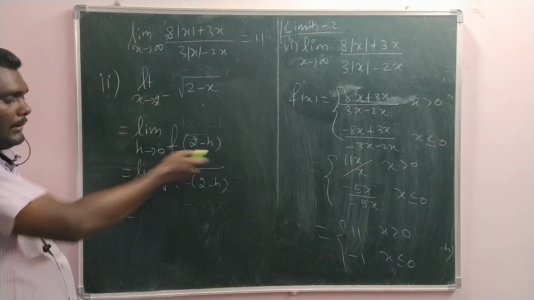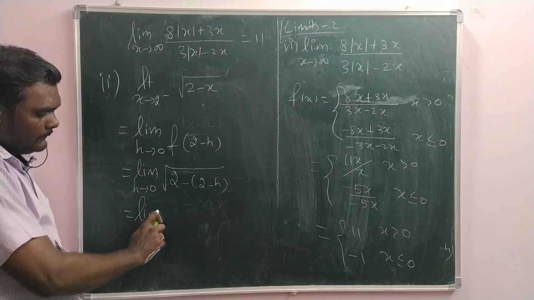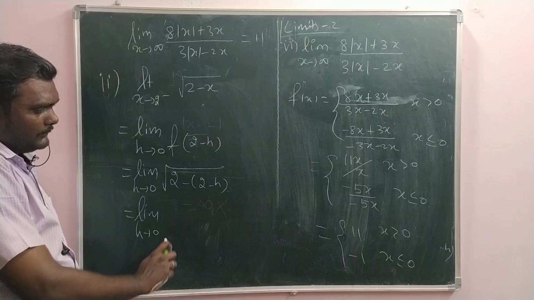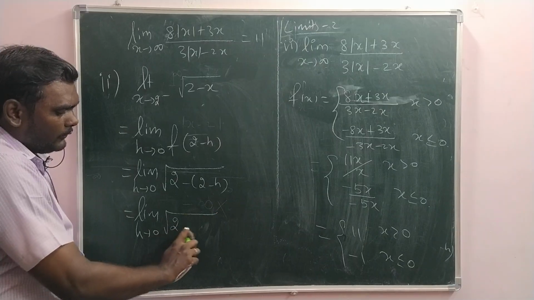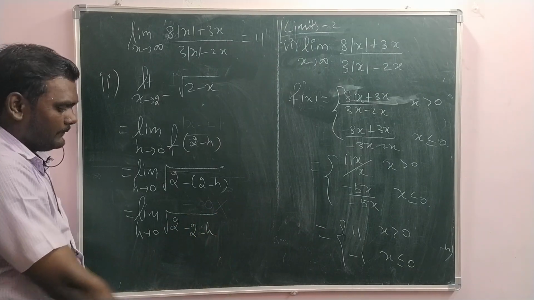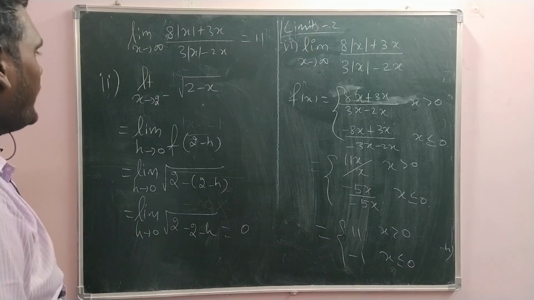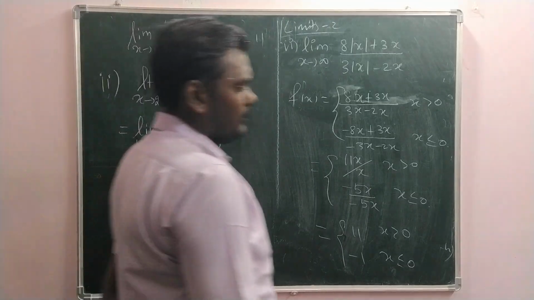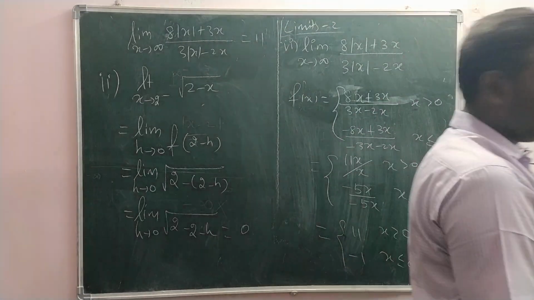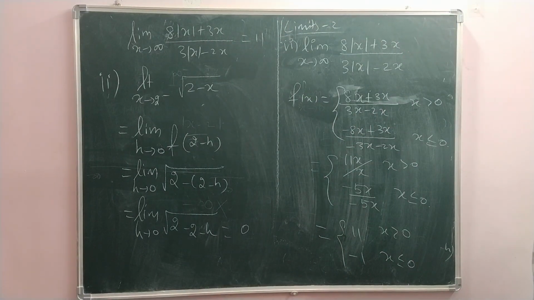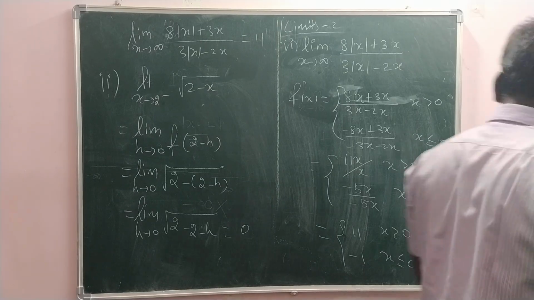Yes. I apply the definition, that's all. Now limit h tends to 0. This is 2 minus 2 minus h. That is 0. That's all. Also find the limit x tends to 2 of root of 2 minus x, they said. 0. That's all. No. The right limit also we should calculate.